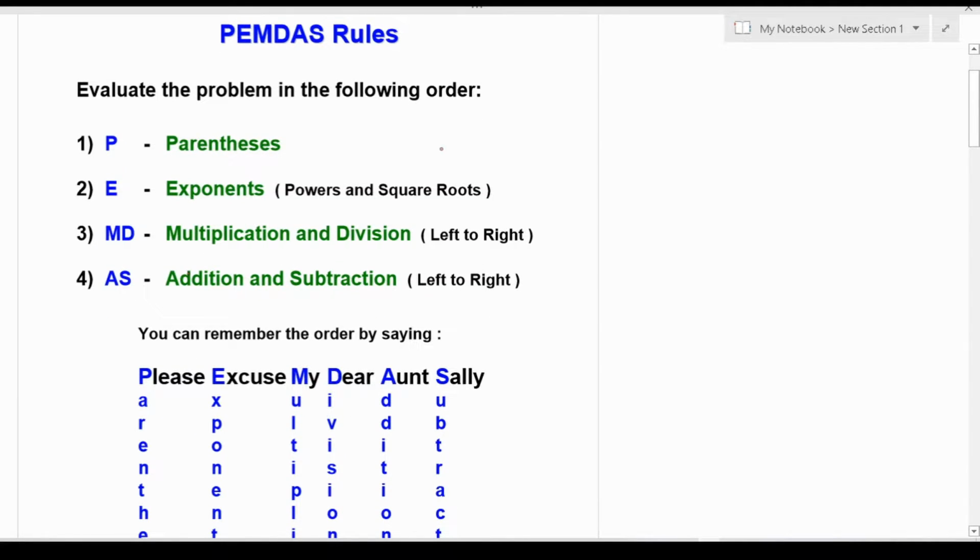More often than not, I remember it by quickly writing this down, PEMDAS. Again, that's please excuse my dear Aunt Sally. And above the multiplication and division, I put a little arrow to remind myself that I work those out as they appear from left to right. And I also put an arrow over addition and subtraction to remind myself, again, that I work those out from left to right. In short, that's all the order of operations are.